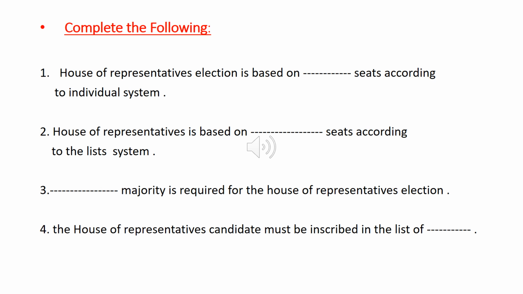50% plus 1 from the voters who have the right to vote, or from the voters who attended the elections? 50% plus 1 shall be from the voters who attended the elections, not the total number of the people who have the right to vote.